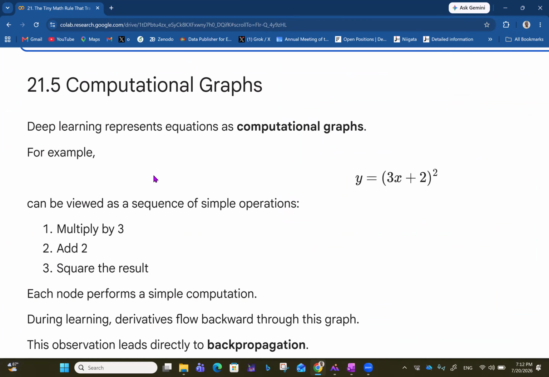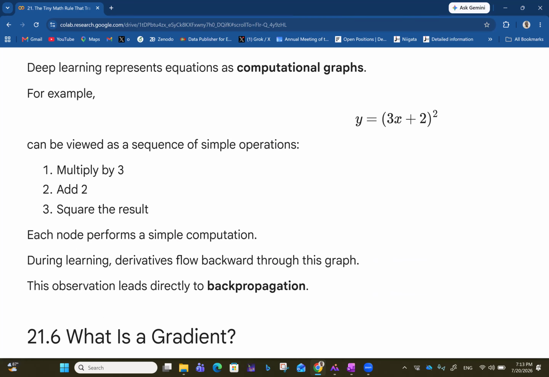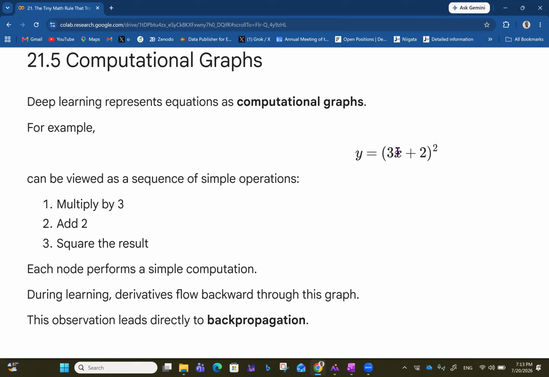Now, talking about computational graphs, deep learning represents equations as computational graphs. For example, y equals (3x plus 2) squared can be viewed as a sequence of simple operations. First you have x, multiply by 3, add 2, then square the result. So each node performs a simple computation. During learning, derivatives flow backward through this graph. This observation leads directly to the idea of backpropagation.